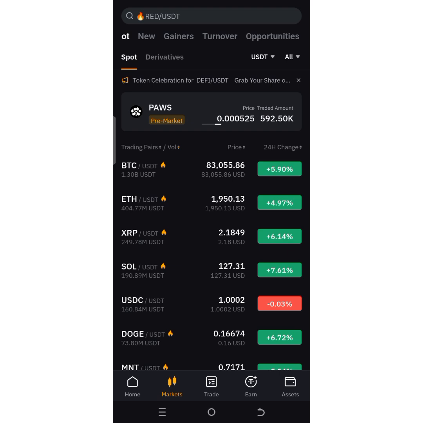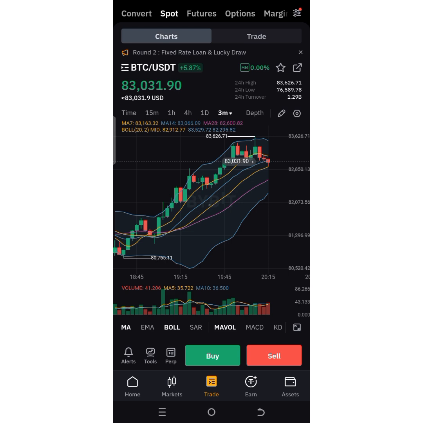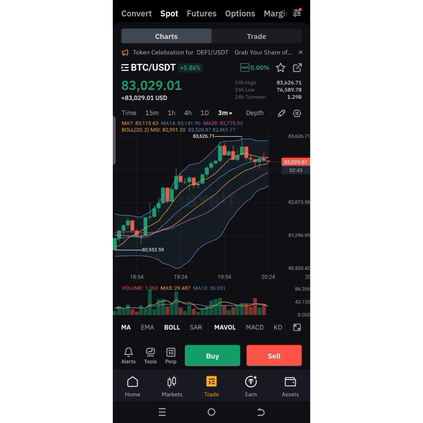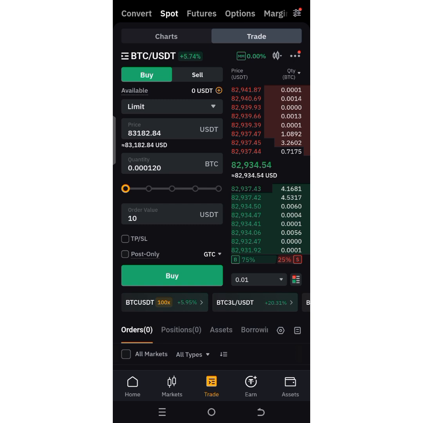When you click on markets, you will see BTC/USDT. You click on it. So guys, make sure you have USDT in your spot wallet. You click on buy. So guys, we are buying Bitcoin very low. So guys, you type the amount of USDT you want to use to buy Bitcoin.